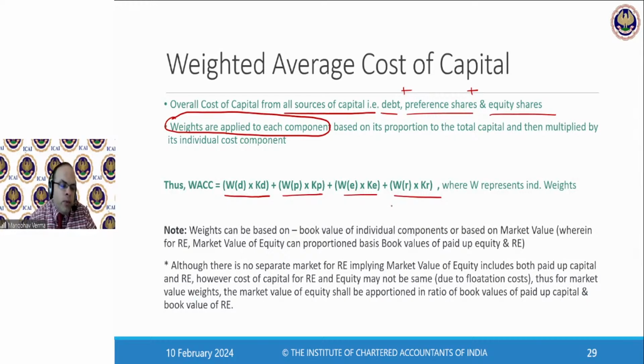Now, it is pretty easy to understand that we need to take the weights, that's it. But now the question is, what are these weights? Weights could be based on book value of the individual components or based on the market values as well. Of course, the information given in the question will help guide you on what weights you are supposed to take, or whether you are supposed to calculate by both the weights.